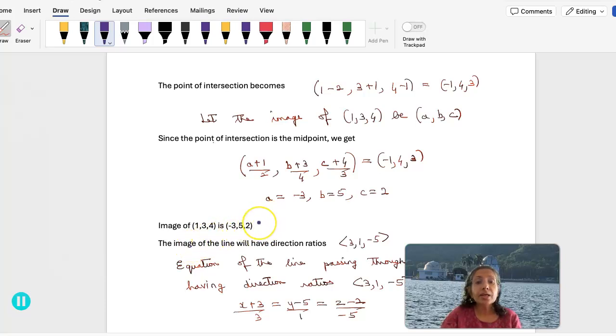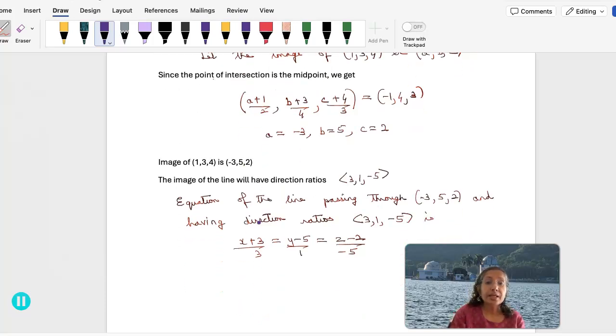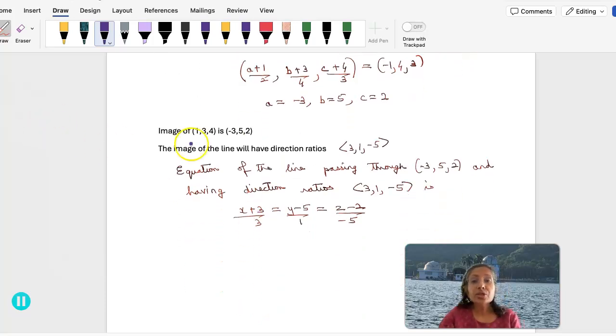Now we have to find the image of the line. The line has direction ratios 3, 1, -5. So the equation of the line will be (x + 3)/3 = (y - 5)/1 = (z - 2)/(-5). We have done quite a few tricky problems in the vector and Cartesian form of a plane and also revised the equation of a line. Thank you.